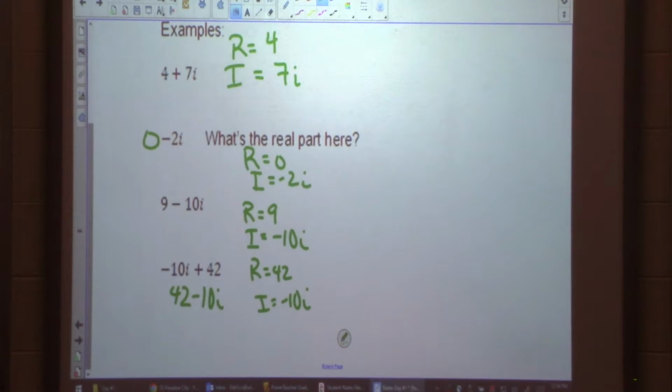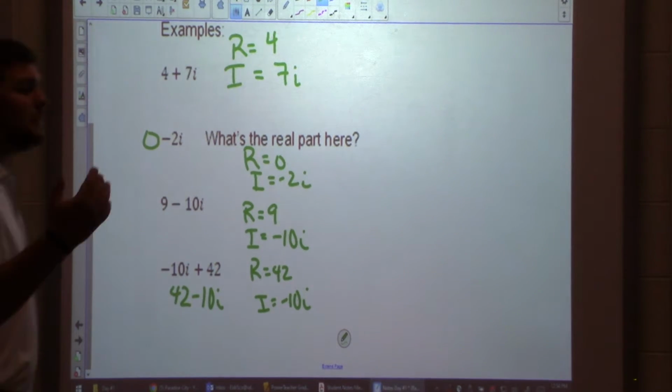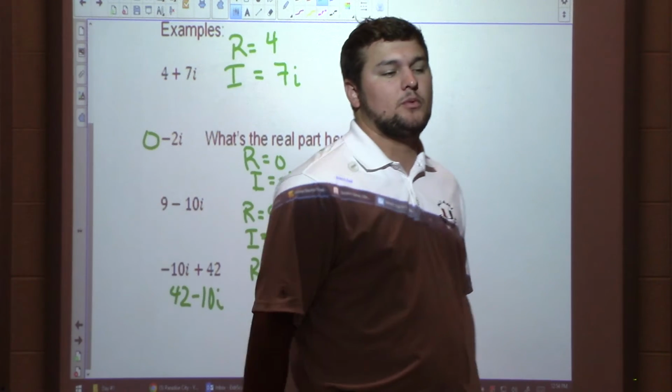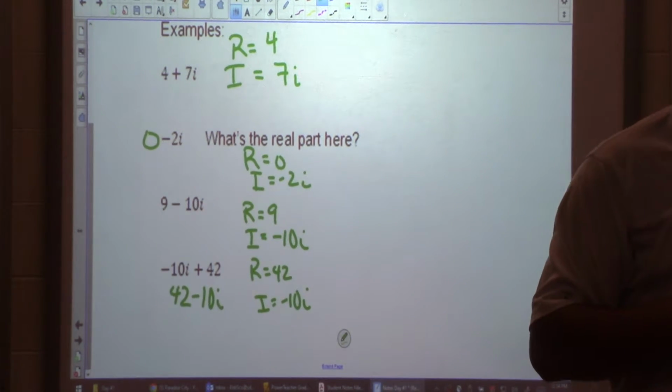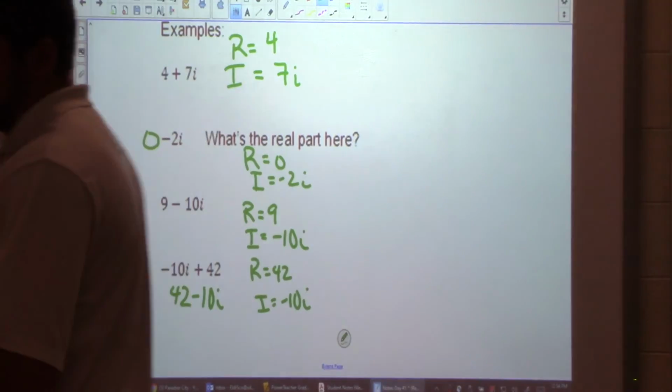Okay, does that make sense, guys? If it's not written in the correct way, write it in the correct way. Because if you answer questions, we'll see this in a second, you must write them in a plus bi form. The real part must always come first when we answer questions. Alright? So let's do some then.